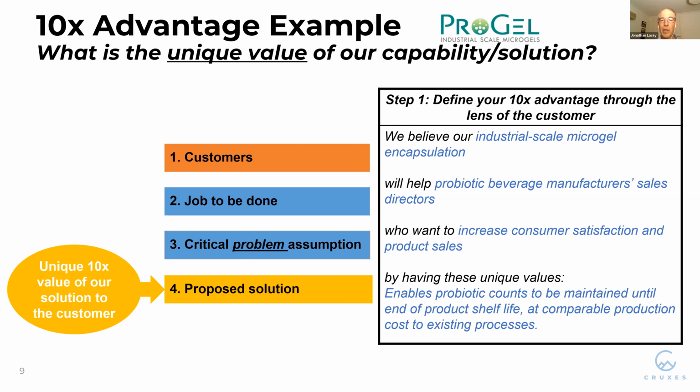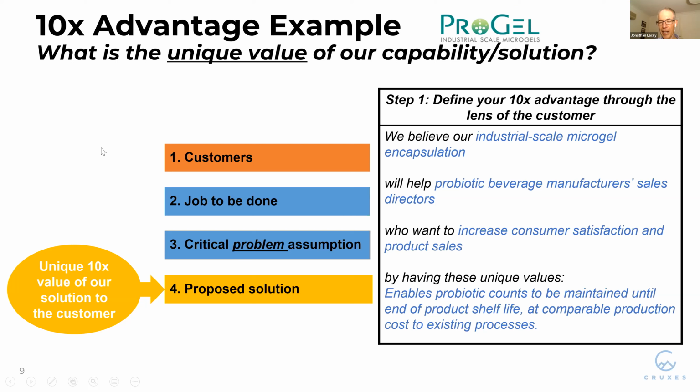They'd identified the job that these people are trying to do, which is increase customer satisfaction and product sales. And implicit in this, they'd identified a problem that they believed that they had, which was to do with maintaining probiotic counts until the end of product shelf life. They believed that these manufacturers had difficulty doing this with existing solutions, and that their encapsulation would solve that problem. So that's the way they stated their assumptions about what they believed their value proposition was.